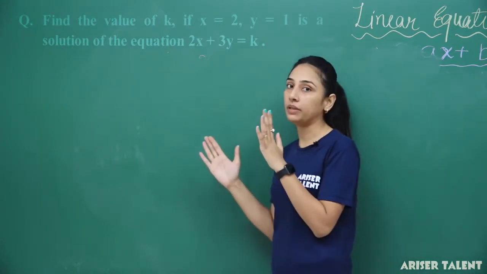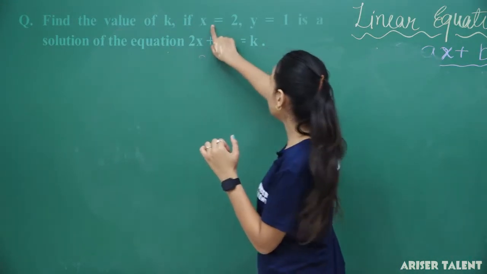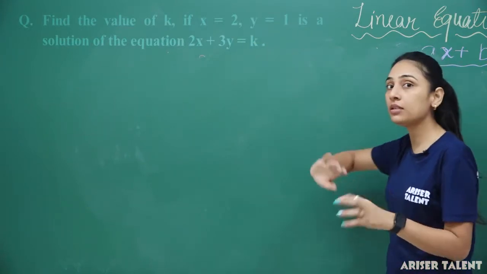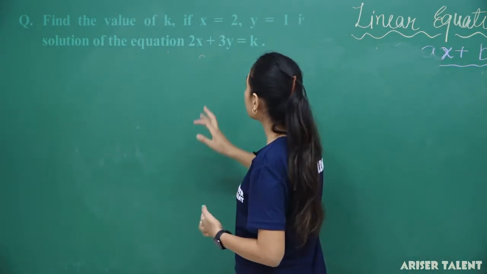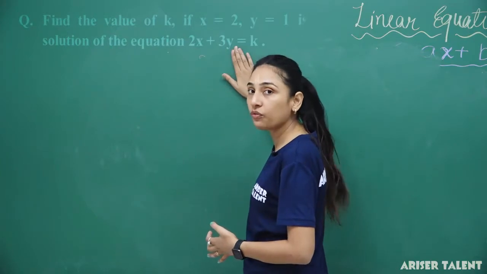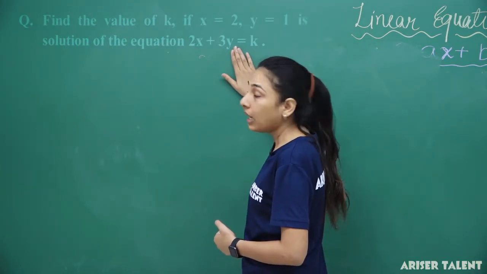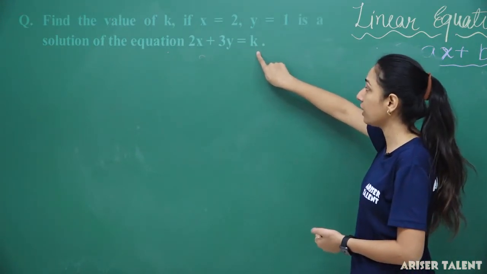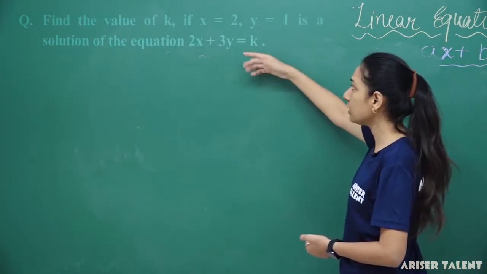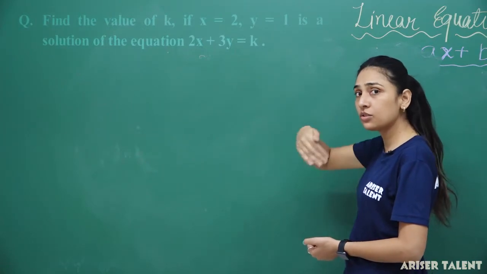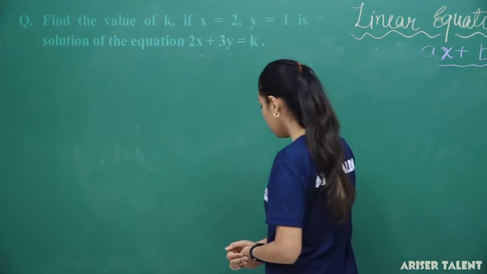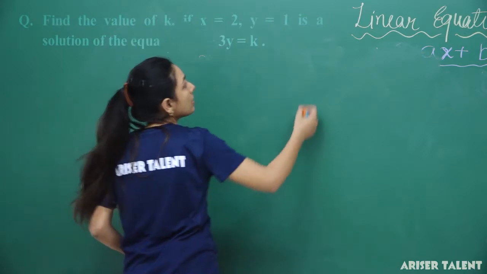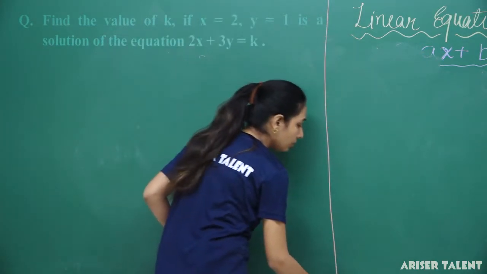Now it's so simple. Why is it simple? Because the value of x is given, y is given. That means the solution is given, so you just have to put the values of x, y in this equation. Then you get only the value of k, which you can find by solving this. Isn't it very simple? Okay, starting the solution of it.